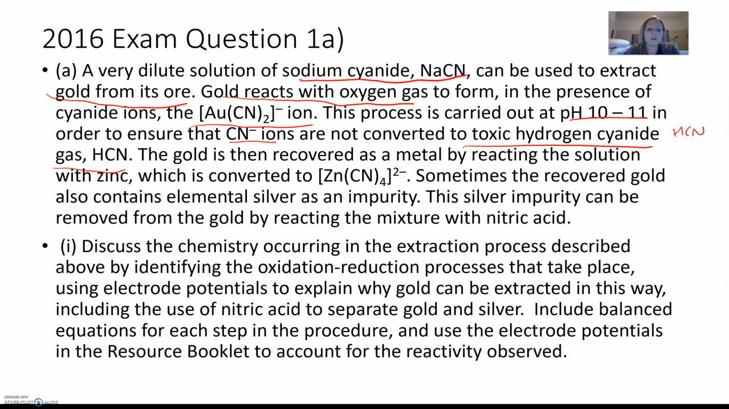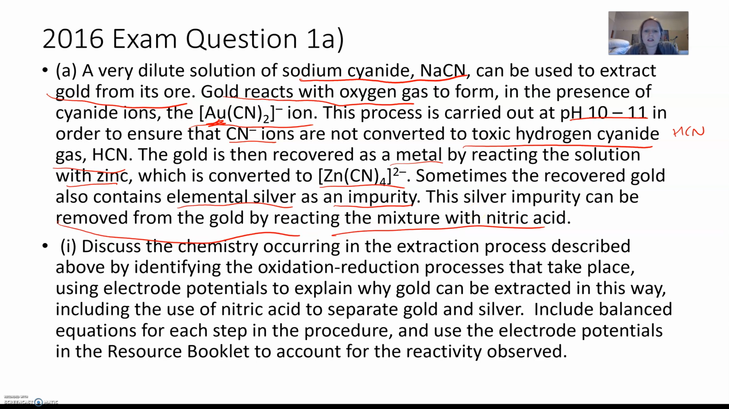Okay. So gold is then recovered, which means, if these are gold ions here, it's being turned back into a metal by reacting the solution with zinc. So that means that zinc gets oxidized and the gold gets reduced back into elemental gold metal, and the zinc gets converted to this complex ion. Sometimes the recovered gold also contains elemental silver as a small impurity, and this silver impurity can be recovered from the gold by reacting the mixture with nitric acid.